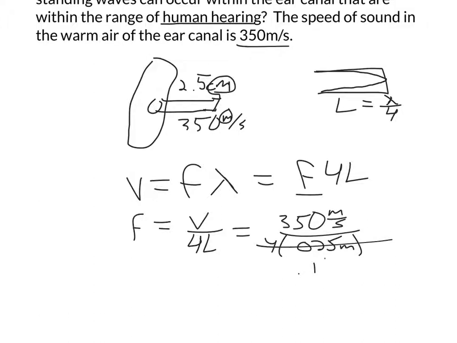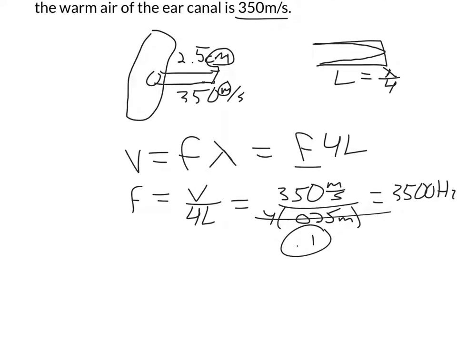So divide by 0.1 and you multiply by 10. So that's 3,500 meters. Sorry, seconds. Hertz. The meters part cancels, and I get 1 over seconds, or hertz. So that is the fundamental frequency that resonates within your ear canal. 3,500 hertz is definitely within your hearing.